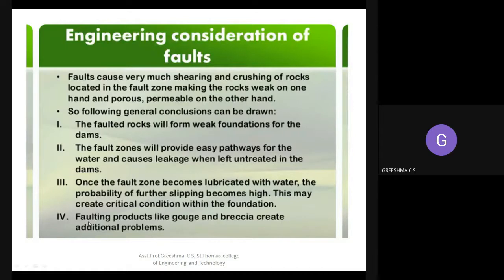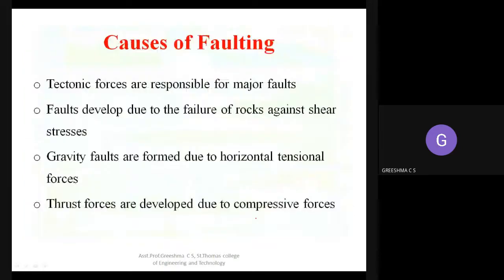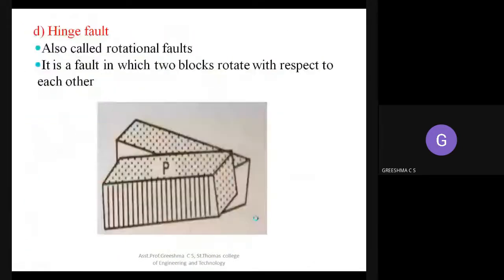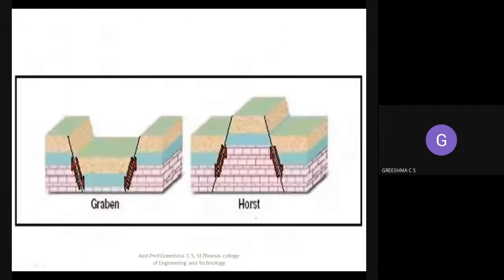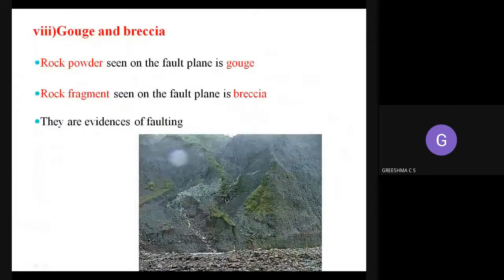Next one is faulting products like gouge and breccia create additional problems. So gouge and breccia, please note these two words. I'll show you what is gouge and breccia. These are actually results of fault.